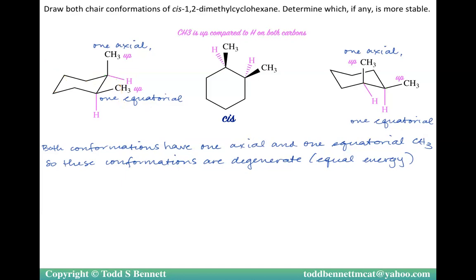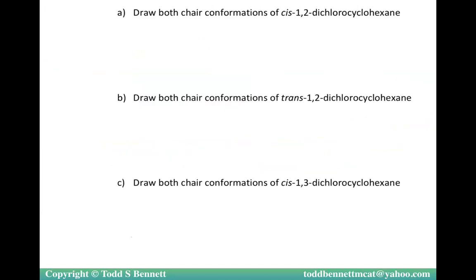Okay, so now we're going to play a fun game called Let's Draw More of These. So we just did the cis 1,2 and the trans 1,2. So I'll revisit those. Here's your cis, both on the same side. So instead of CH3s, we now are doing dichlorocyclohexane, but same basic idea. Notice this is up and up, meaning this must be up, up. This is axial up. This is equatorial up.